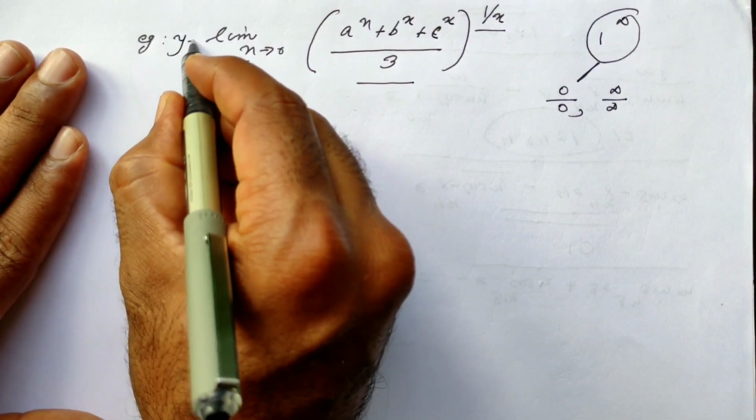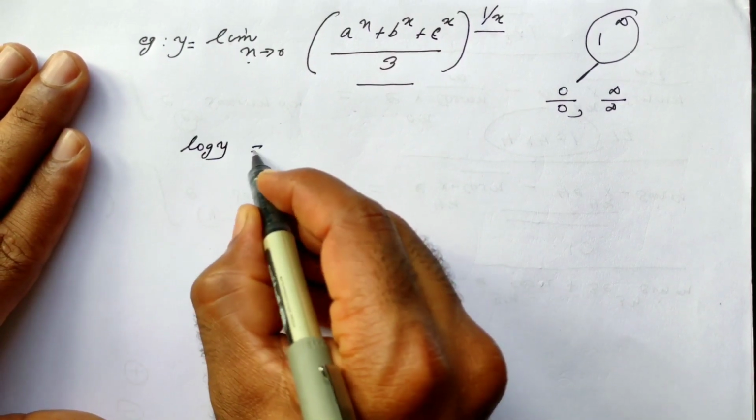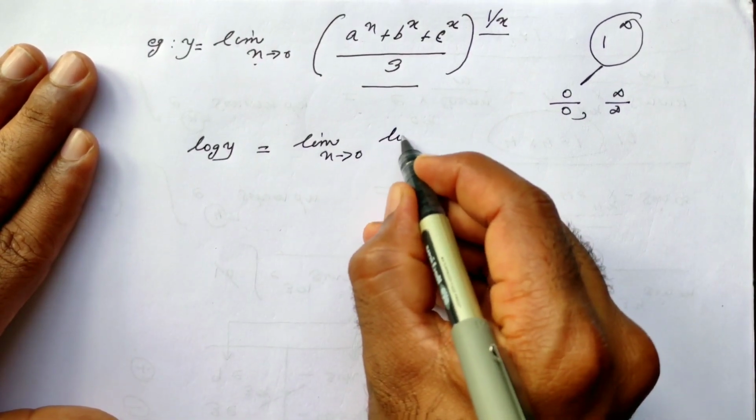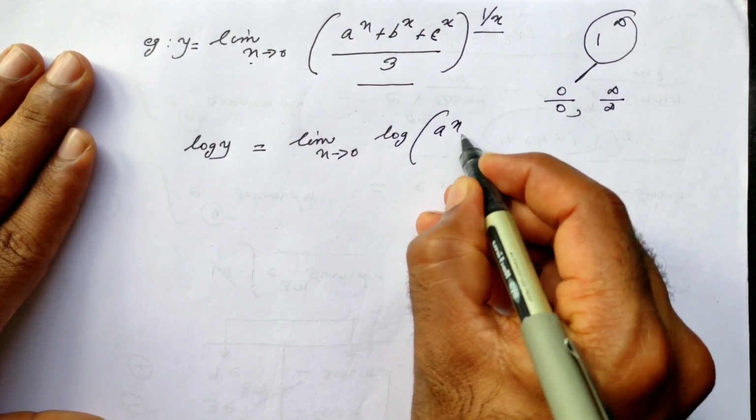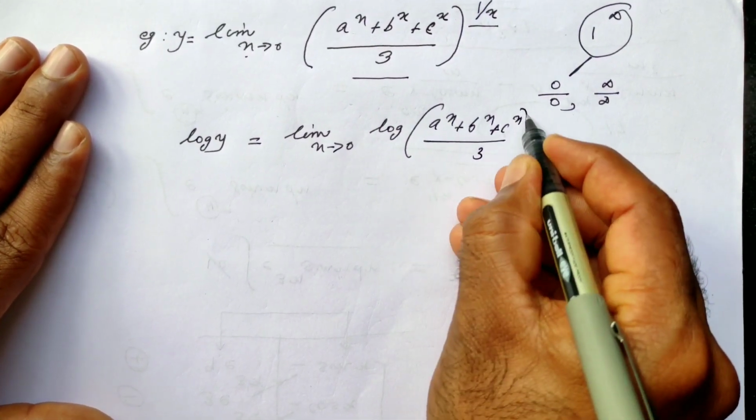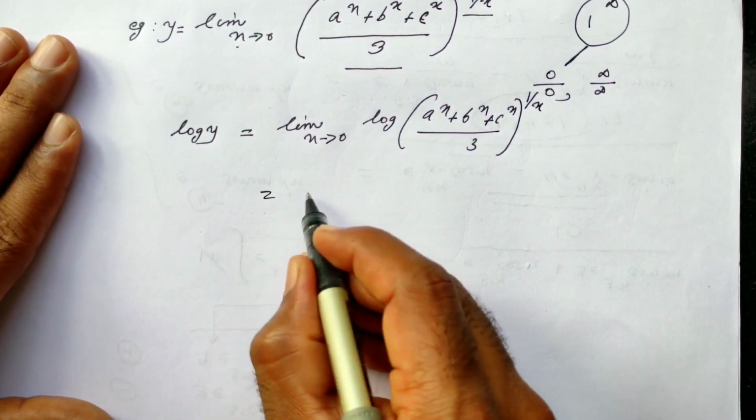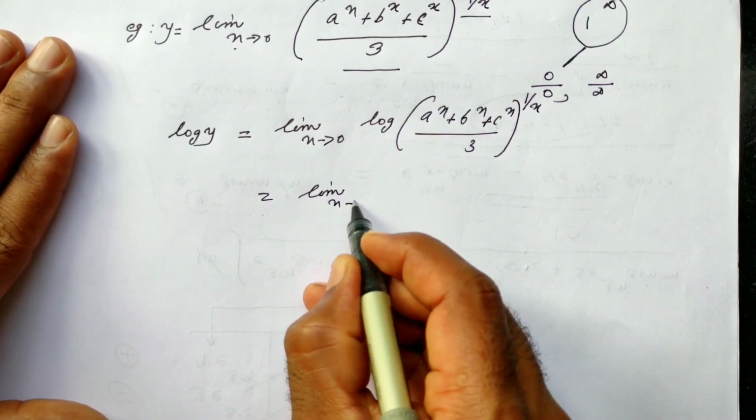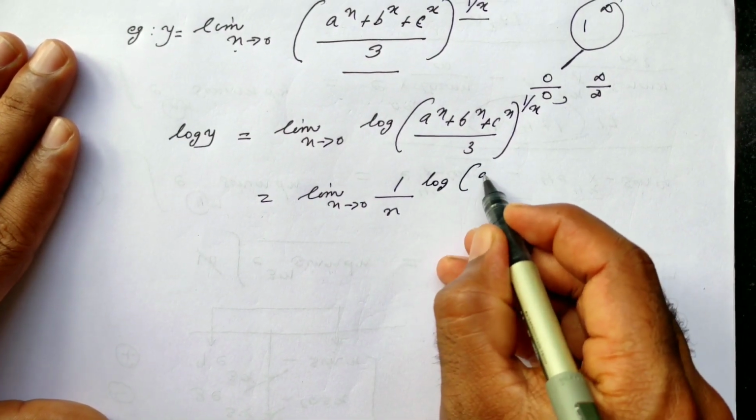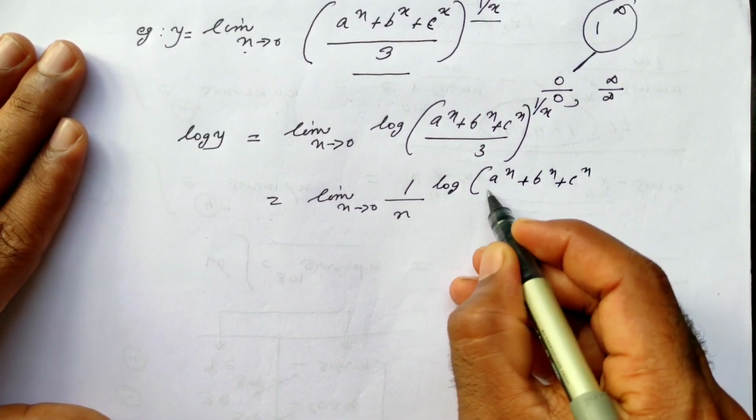So let's take this question as y. Therefore log y equals limit x tends to 0 of log of ((a raised to x plus b raised to x plus c raised to x) divided by 3) the whole raised to 1 by x. The 1 by x comes here. Therefore limit x tends to 0 of 1 by x into log of the sum a raised to x, b raised to x and c raised to x, the whole divided by 3.